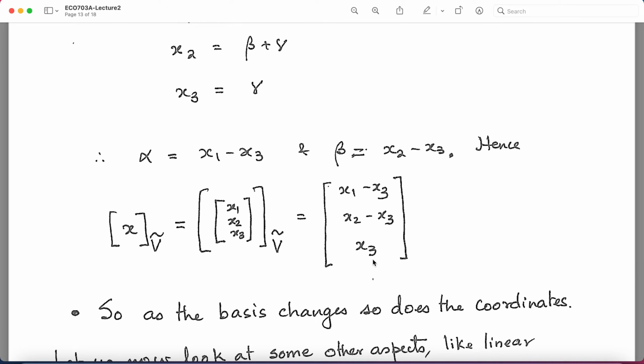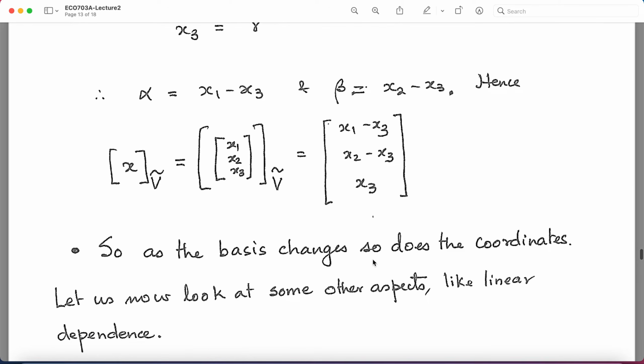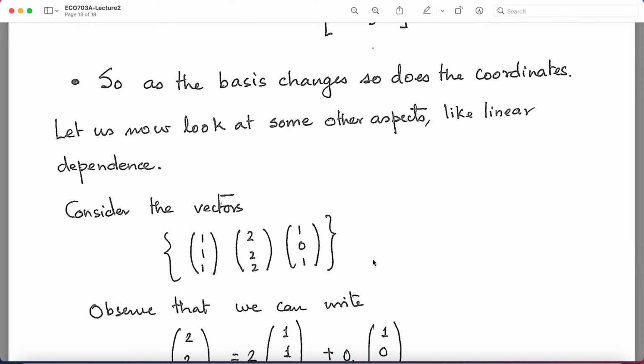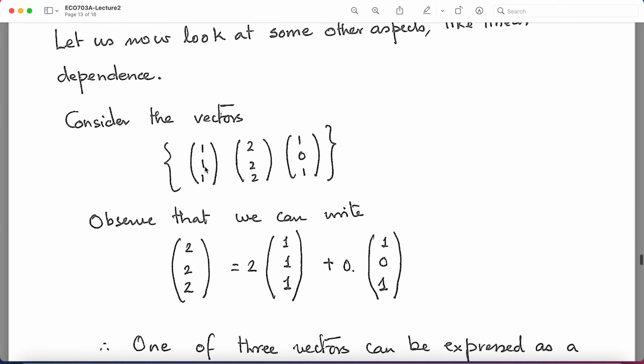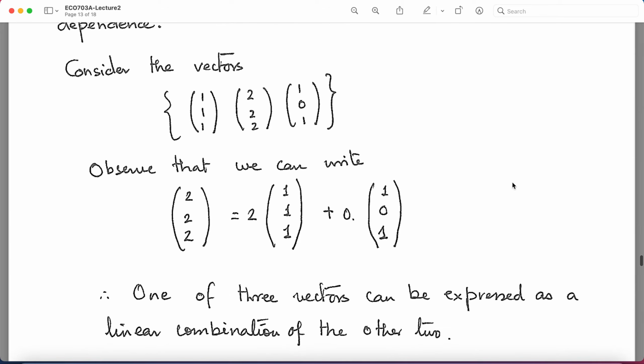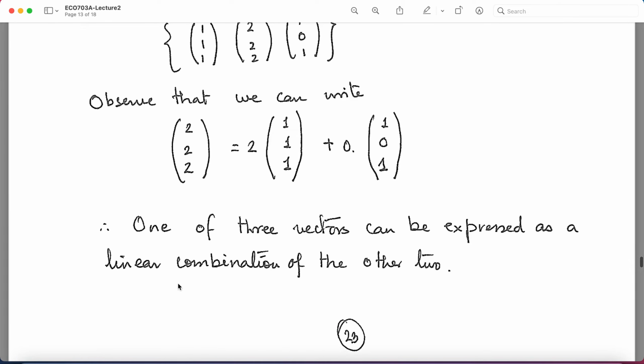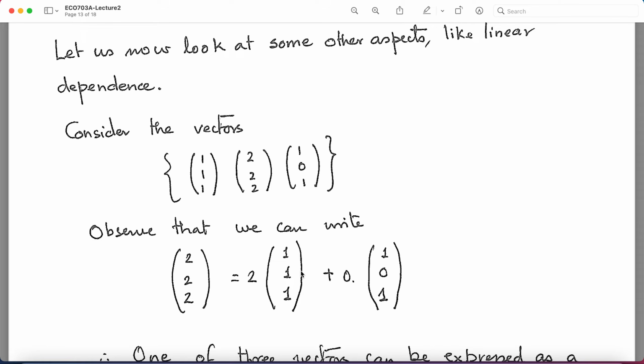So, with a change of basis, the coordinates change. As the basis changes, so do the coordinates. Now let us look at some other aspects like linear dependence. Consider the vectors 1 1 1, 2 2 2, 0 1 0. So, 2 2 2 is obviously a linear combination of the other two, because 2 2 2 is 2 times 1 1 1 plus 0 times 1 0 1. So, one of the three vectors can be expressed as a linear combination of the other two, which means these three are not linearly independent.